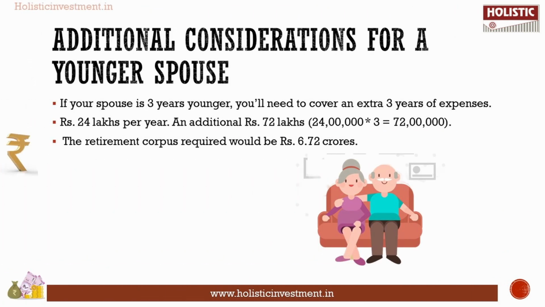Next, additional consideration for a younger spouse. If your spouse is younger than you, you will need to account for the additional years of expenses. For example, if your spouse is 3 years younger, you will need to cover an extra 3 years of expense. Using the same 24 lakh rupees per year, you will need an additional 72 lakhs. Adding this to your previous corpus, the total retirement corpus would be around 6.72 crores.